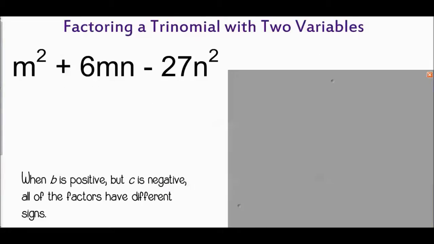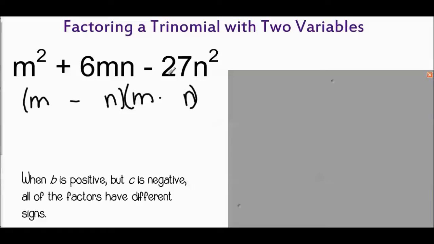Now let's get just a teensy bit more complicated. Let's factor a trinomial with 2 variables. So what this tells me is that I have an m as the first term in each of my binomials. I know that because m times m is m squared. But in my second term of each of the binomials, I'm going to have an n. I know that because it is n squared.